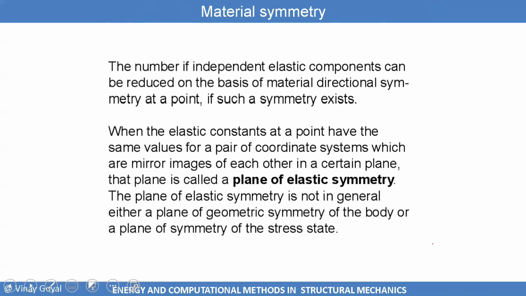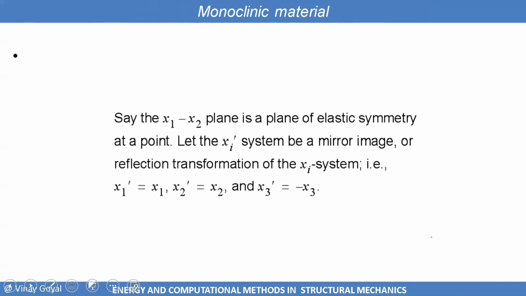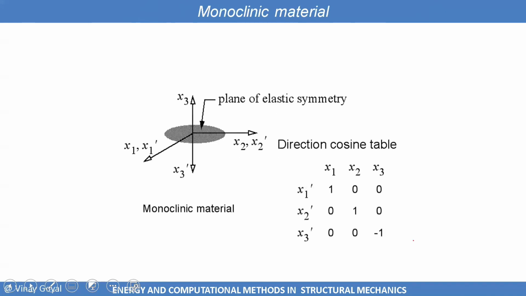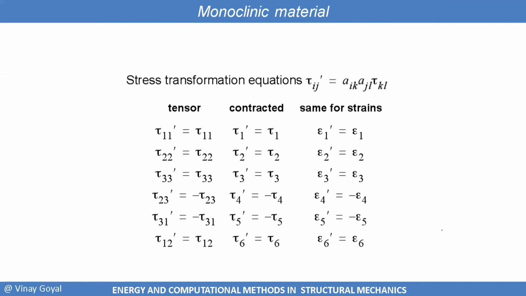And on material symmetry, I want to point out a few more things. There is something called the monoclinic material, which means that if this is the plane of symmetry, the material behaves the same in the x3 or x3 prime direction. This brings the 21 independent constants to 13. So it simplifies it further.